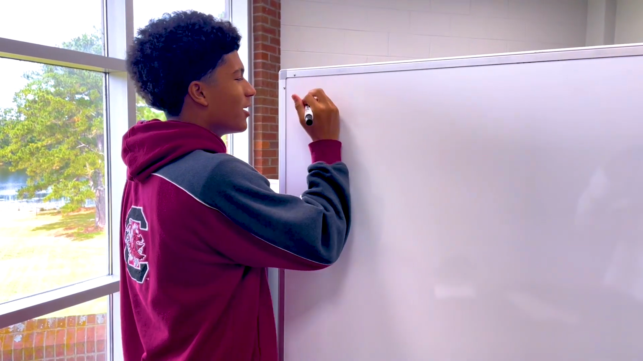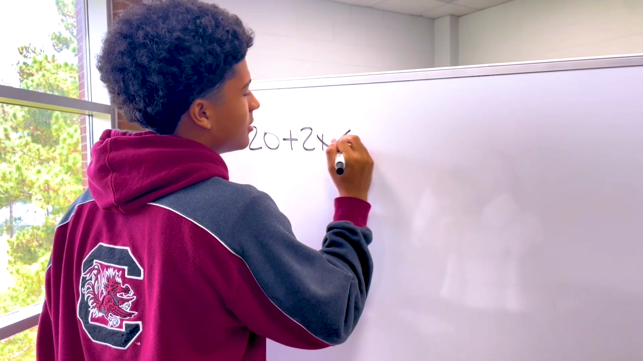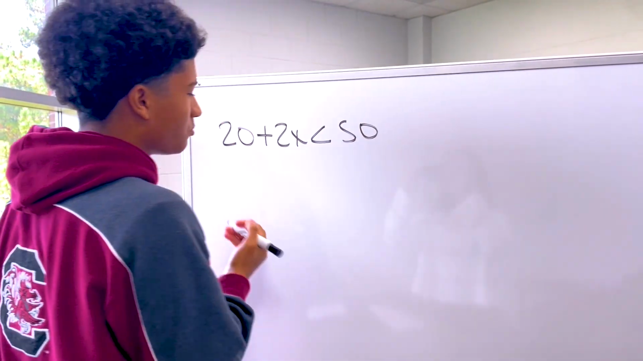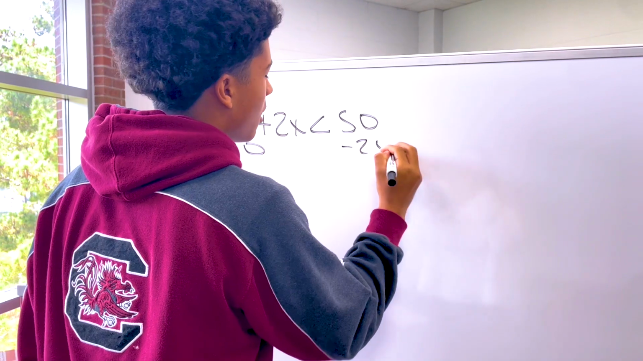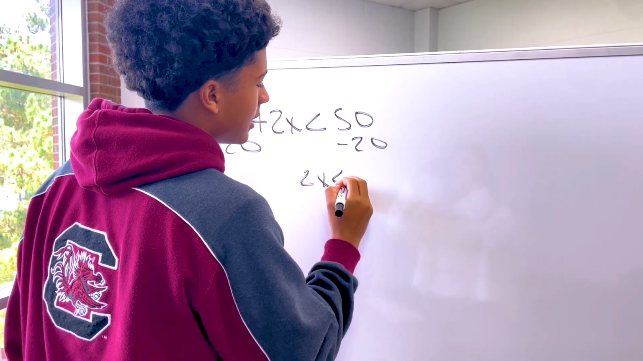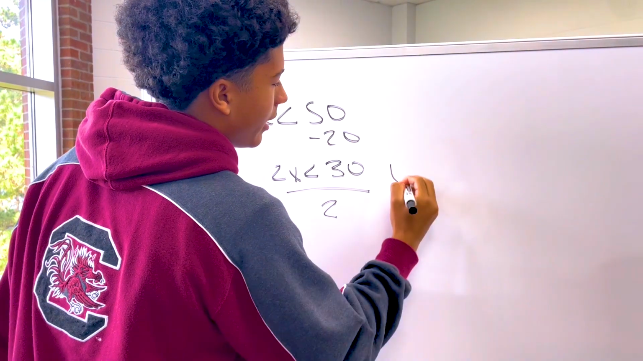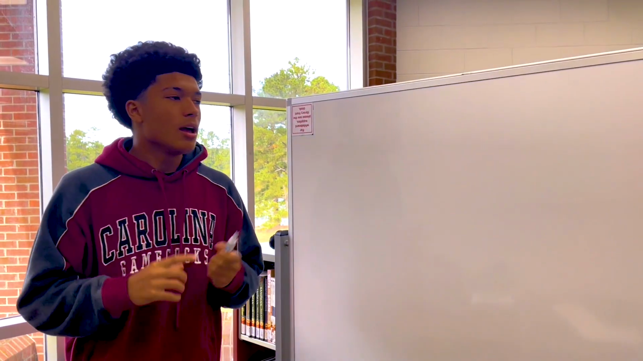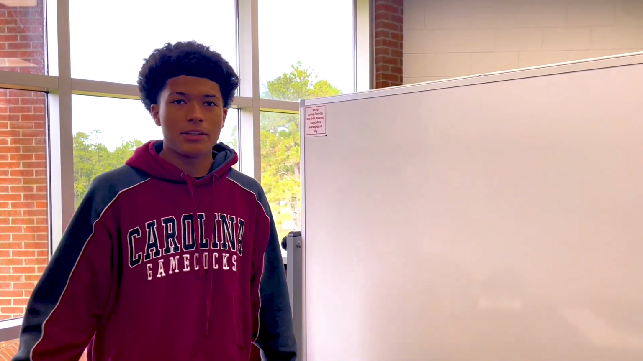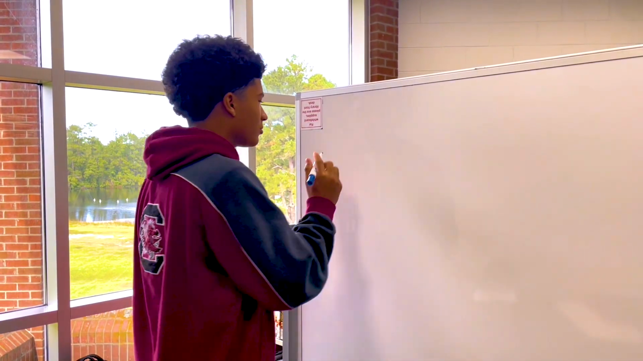To set up the inequality, we can write it as 20 plus 2x is less than 50. From here, we subtract 20, leaving 2x is less than 30. Divide by 2, x has to be less than 15. Knowing that James had to use less than 15,000 gallons, we will now include the discount that we will provide.